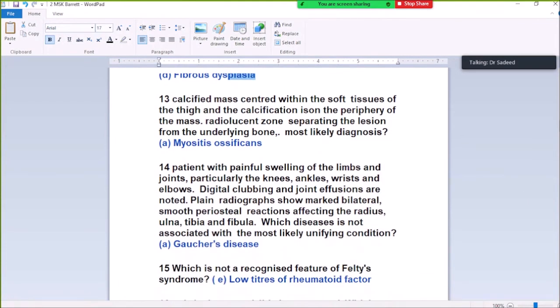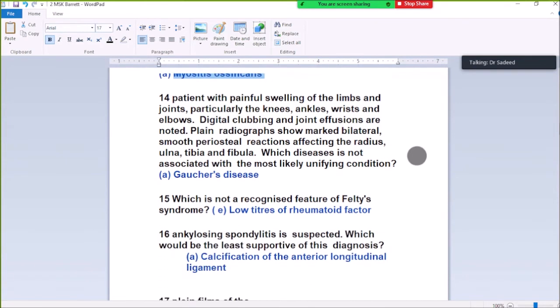Question 13. Calcified mass centered within the soft tissue of the thigh, and the calcification is on the periphery of the mass, with a lucent zone separating the lesion from the underlying bone. Most likely diagnosis: myositis ossificans. Calcified mass within the muscle, with calcification on the periphery of the mass and a lucent zone separating the lesion from the underlying bone, diagnosed as myositis ossificans.